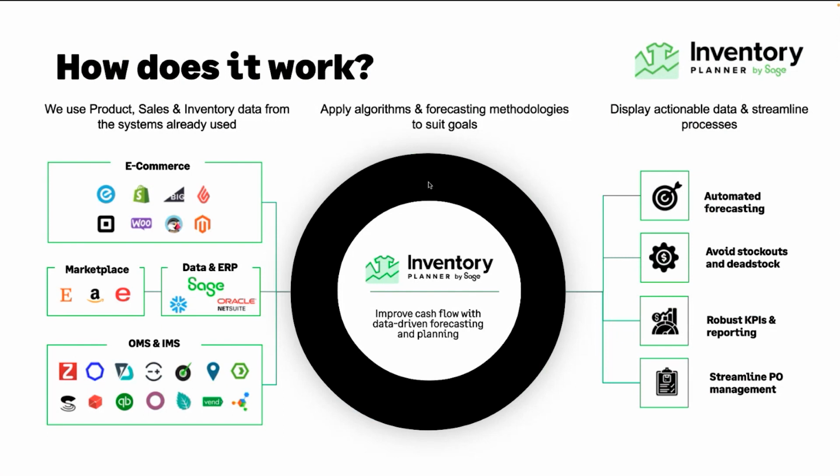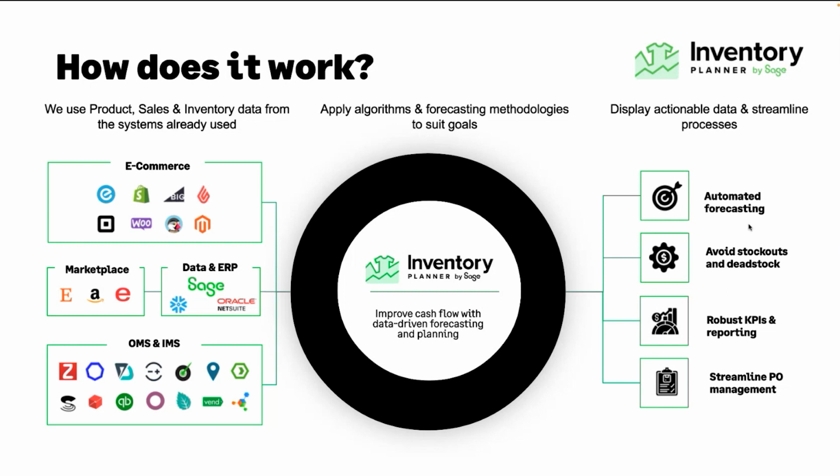So in terms of how it works at a conceptual level, we take the data that exists in the systems that you already use. So that might be e-commerce channels if you're selling through e-commerce, so popular platforms like Shopify and Magento and Adobe, for example. You may be selling on marketplaces like Amazon, or we may be taking the data from the ERP or an alternative system. Essentially, we take product, sales, and inventory data. We run it through the algorithms and the forecasting methods that you've set within the platform to meet your goals, and then we really display that data to you in a way that you can take action and make decisions.